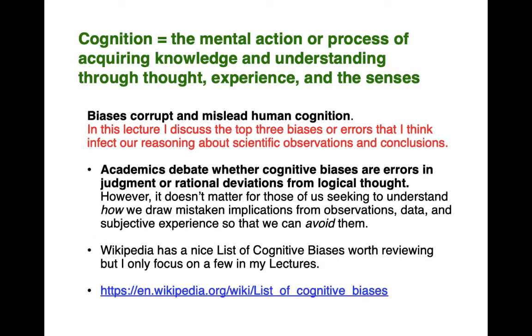Cognition. What does that mean? This is the term we use to describe a mental action or process of acquiring knowledge and understanding through thought, experience, and the senses. Biases corrupt and mislead human cognition. In this lecture, I discuss the top 3 biases or errors that I think infect our reasoning about scientific observations and conclusions. Academics debate whether cognitive biases are errors in judgment or rational deviations from logical thought. However, it doesn't matter for those of us seeking to understand how we draw mistaken implications from observations, data, and subjective experience so that we can avoid them. Wikipedia has a nice list of cognitive biases worth reviewing, but I only focus on a few in my lectures.